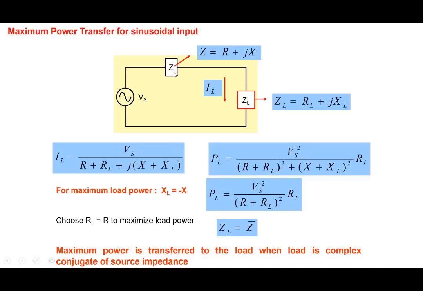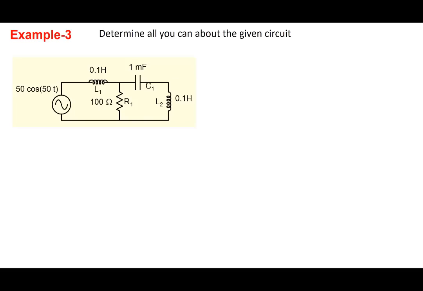All right, so let's wind up our discussion with one more example. So we are given a circuit like this, which consists of 2 inductors, a capacitor, and a resistor. And we're asked to determine all you can about the given circuit. There are many things you can determine. So in the limited time that we'll have, let's determine a few things. All you can about this circuit means you can find out all the voltages, all the currents, all the power that is dissipated there, and all those things. But let's find out a few things.